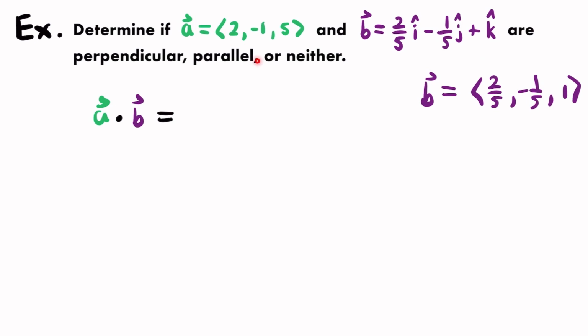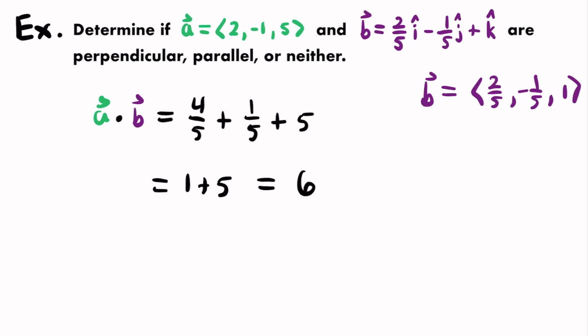We'll start by multiplying the x components together. So we have 2 times 2/5, which will give us 4/5. Then we'll add that to the product of the y components. -1 times -1/5 will be +1/5. And then we'll add that to the product of the z components. So we have 5 times 1, which is 5. All right, now this is equal to 4/5 plus 1/5, which is 5/5, which is just the same as 1. So we have 1 plus 5, which is equal to 6.